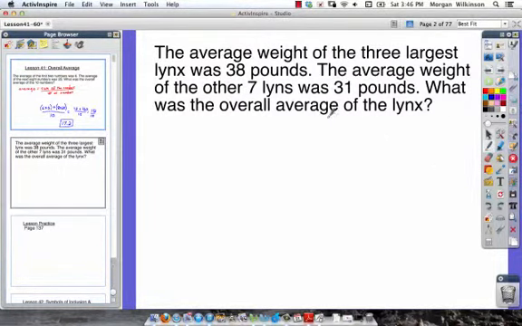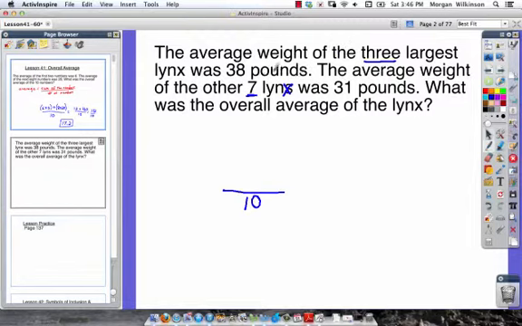The average weight of the 3 largest lynx was 38 pounds. The average weight of the other 7 lynx, there's a spelling typo there, that should be an x, that's alright, was 31 pounds. What was the overall average of the lynx? So if we want to find out what this is going to be, we know how many total lynx we have. Lynx are just a type of wild cat. It said the average weight of the 3 largest, so we've got 3 to begin with. The average weight of the other 7, so 3 and 7, that must be 10 again. That's our denominator, the total number of lynx that we have.